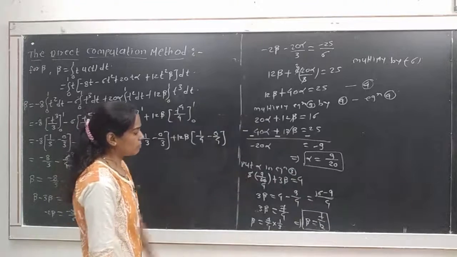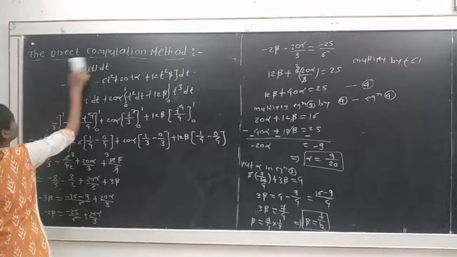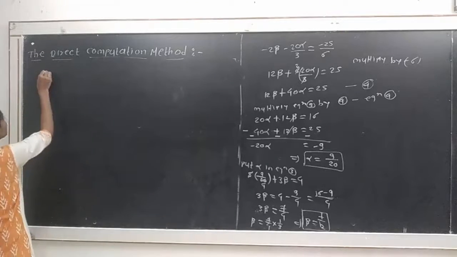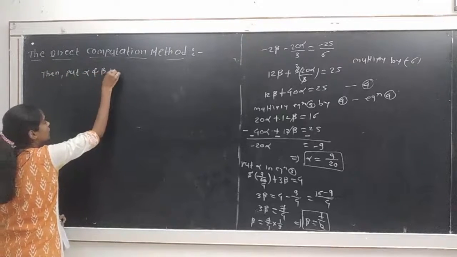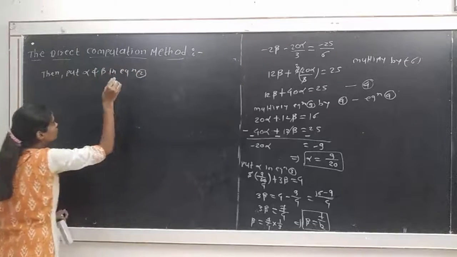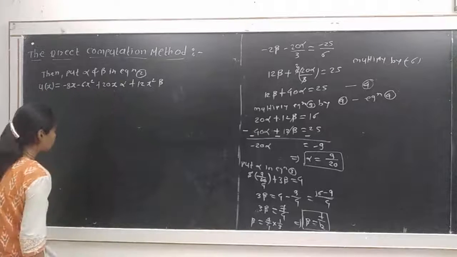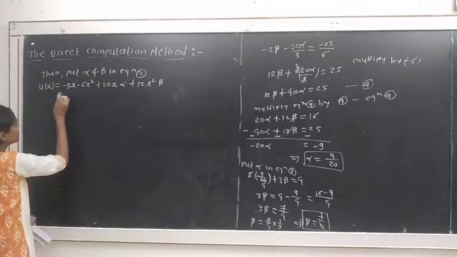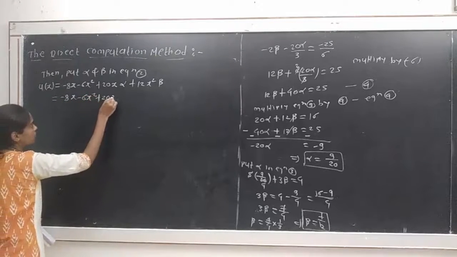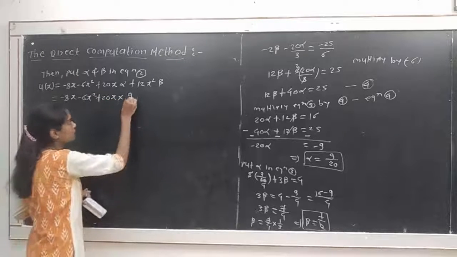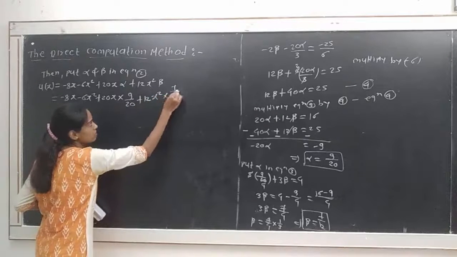Here we have got the values of alpha and beta. Then we put the values of alpha and beta in equation number 2, and we get the solution. Put alpha and beta in equation number 2. Equation number 2 will be u of x, right here equation number 2. Then we put here alpha and beta, we get minus 8x minus 6x square plus 20x into alpha, which is 9 divided by 20, plus 12 x square, beta which is 7 by 12.